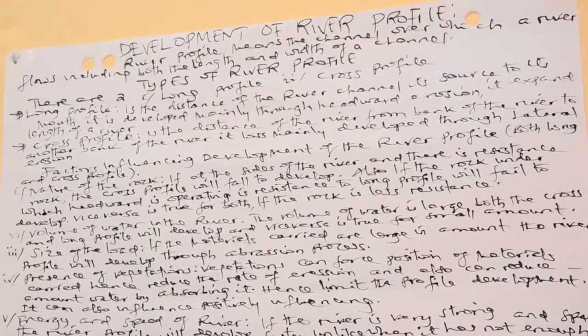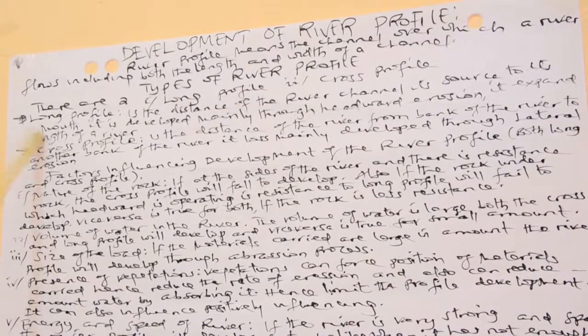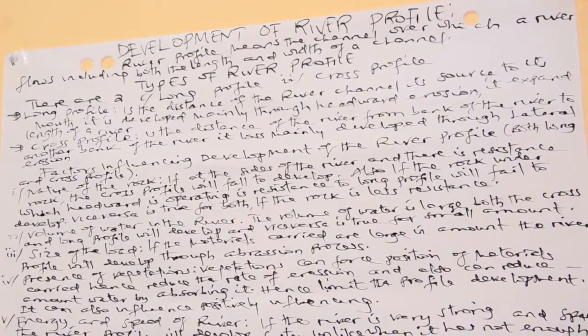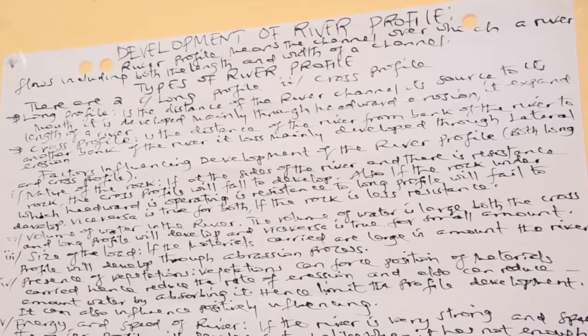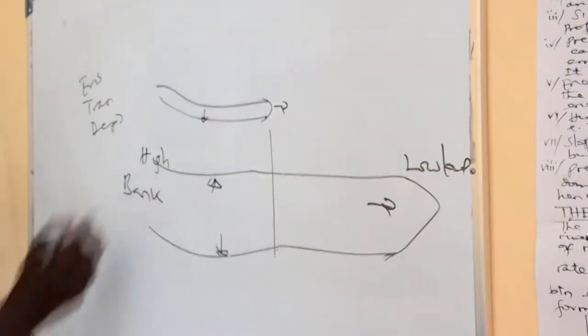Types of river profile. River profile is divided into two parts: long profile and cross profile. Whenever talking about long profile, this is the expansion of the river from its source to the mouth, or from highland to the lowlands. But whenever we talk about cross profile, this is the expansion of the river in terms of width, or the sides, or bank of the river, or lateral of the river.